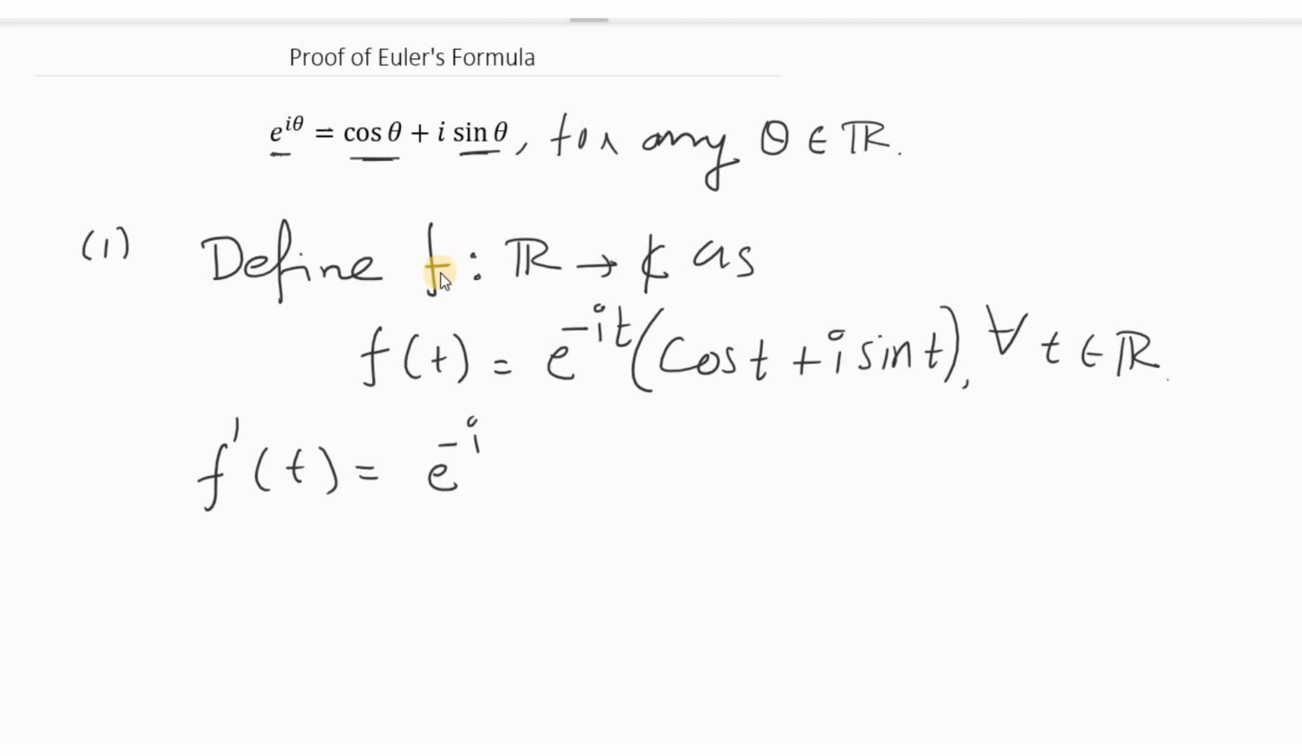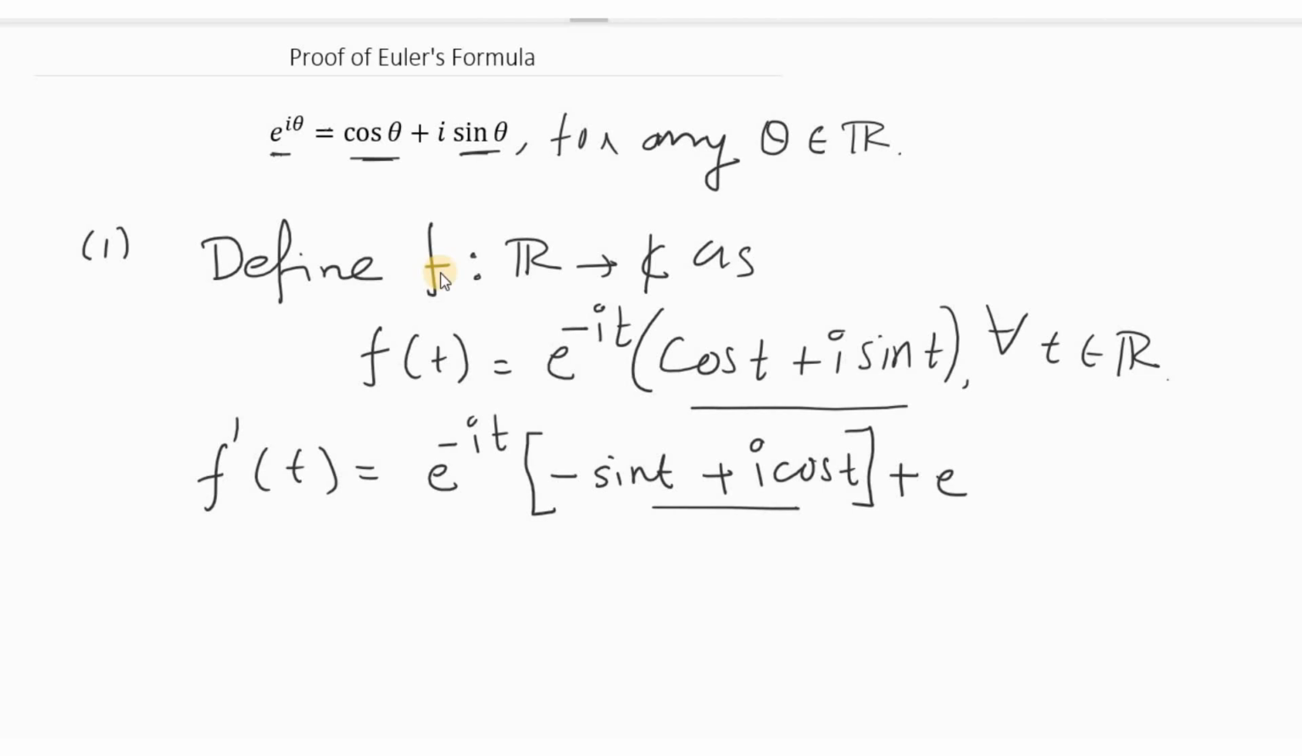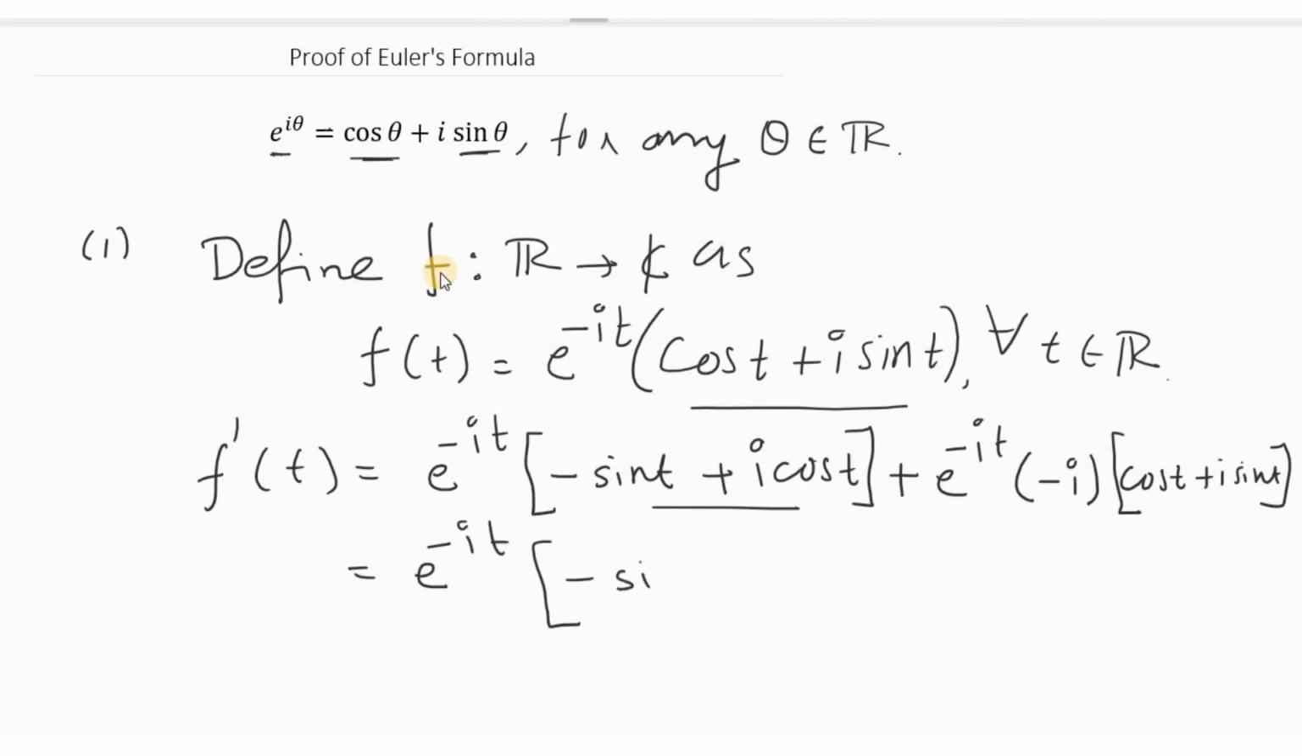e raised to minus it as it is, and the derivative of cos t is minus sin t plus i cos t. So the derivative of this quantity will give you this one plus e raised to minus it into the derivative of minus it, which will be minus i with respect to t, into cos t plus i sin t as it is. Now if I common out the e raised to minus it from it, it will give you minus sin t plus i cos t.